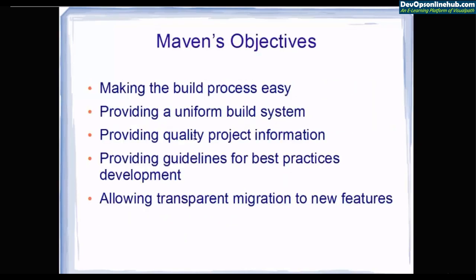Now let's see what the important objectives of Maven are. The first objective of Maven is to make the build process easy and to provide a uniform build system, providing quality project information, providing guidelines of best practices development, and allowing transparent migration to new features. And all these objectives and benefits of Maven we will see from the next video, when we will see how we can create our first Maven project.